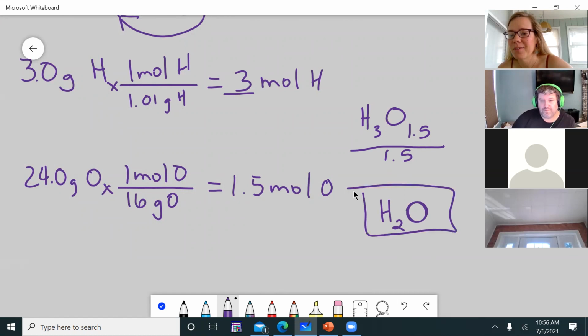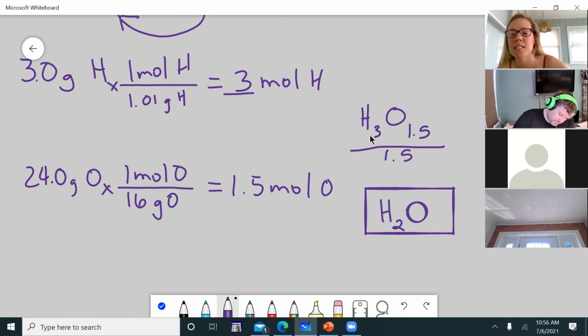Oh my gosh, we came up with water, H2O, right? So we were able to take the experimental values and get the correct formula. Obviously, we knew the formula for water was H2O, but you don't always know the formula. So this was just a way to sort of prove it. So we'll do one where we don't know what the formula is. We don't know what the end answer is.